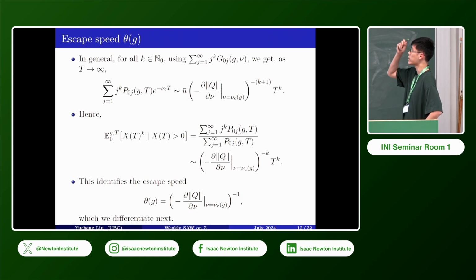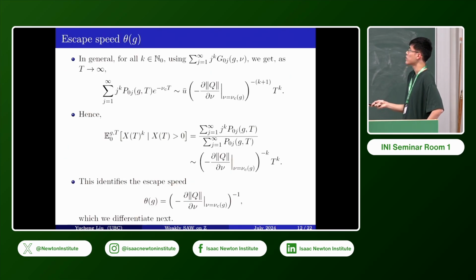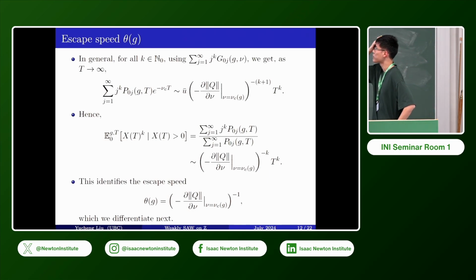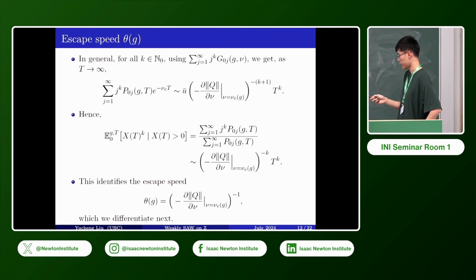So this is actually how we identify the escape speed. And this same expression actually holds for the discrete time model. So there's some transfer operator there also, and the speed is also given by some derivative to the inverse. So we are really having a very different proof, but really finding the same phenomenon for the two models. And then for the rest of the talk, I will just differentiate this theta of g, and then I will show it's positive. It sounds very easy.